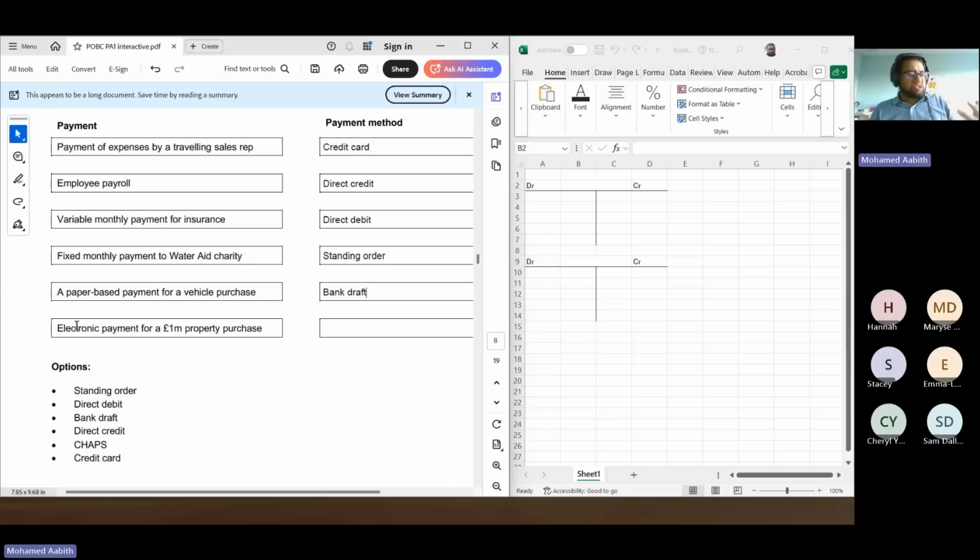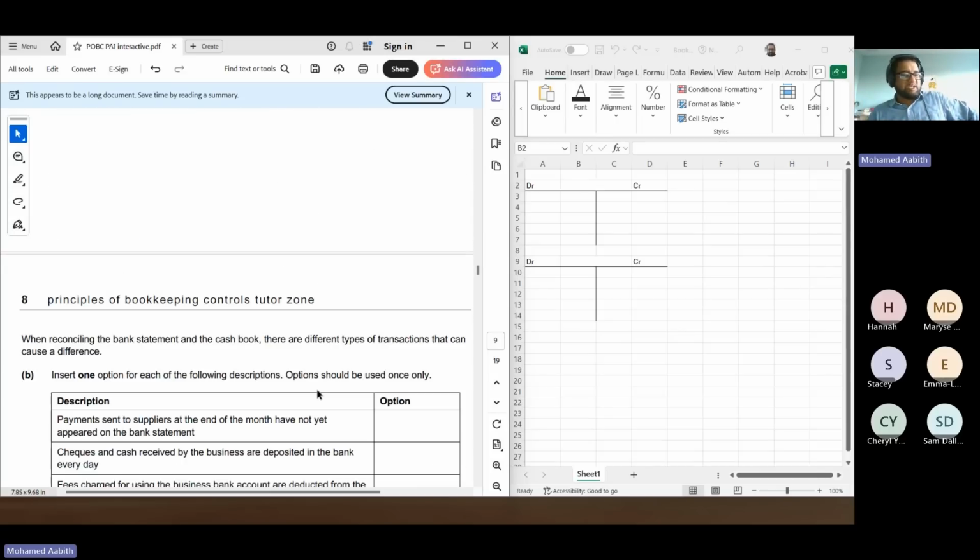And obviously, with the process of elimination, everything is done apart from the last one, which is CHAPS, a clearing house automated payment system, which is for very large payments. Like if you're buying a property for £1 million, it goes through the CHAPS system.